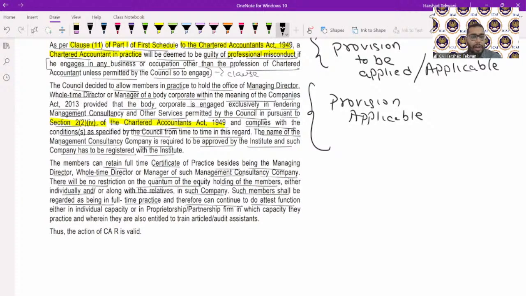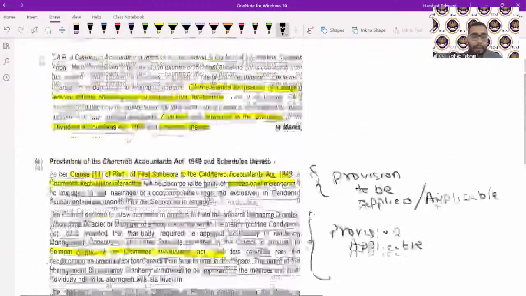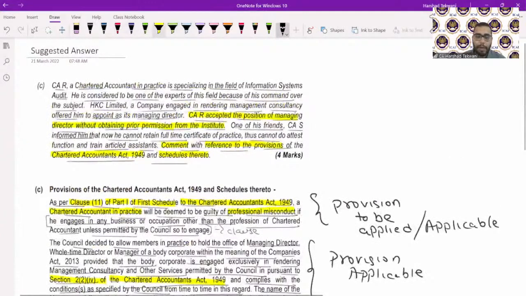They can perform the attest function, either in individual capacity or as proprietor or partnership, in which they can practice and where they are also entitled to train article assistants. Now, why am I discussing this particular topic? Because if you see in my question, people only focus on this particular point which I have highlighted, that CA R accepted the position of managing director without obtaining prior permission. But they forgot to answer this one.